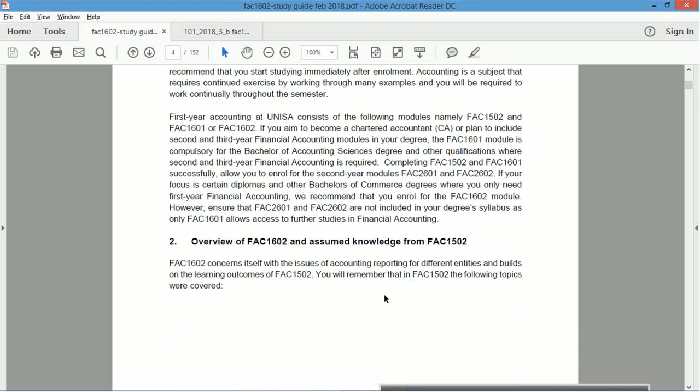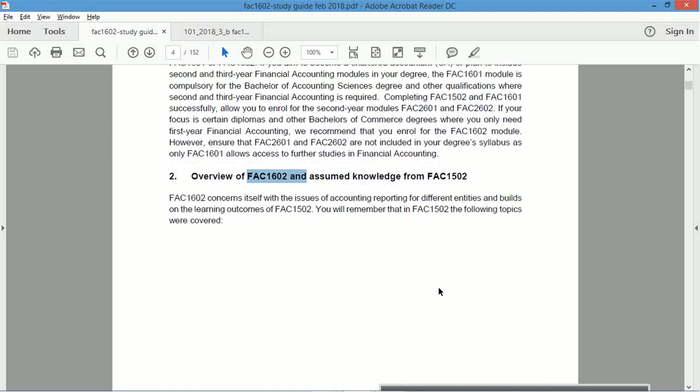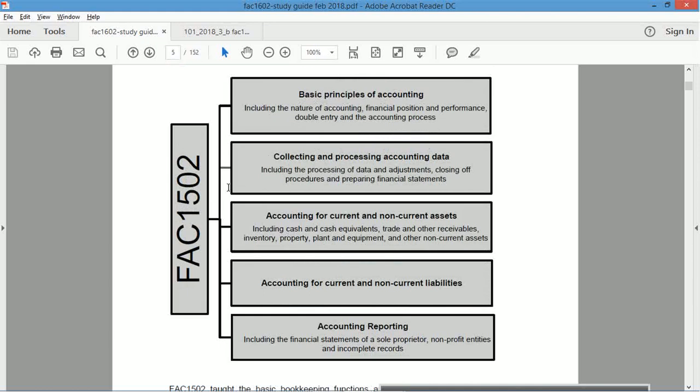Alright, so the first bit is the overview. I'm not going to spend too much time on this, just the most important bits and pieces. Here you can see they've told you up front that this module 1602 requires 1502. We know that. The same applied for 1601. It doesn't matter what module you're doing. We're doing this one, which is better because there's less tested in 1602 compared to 1601. This is just an overview of what you've covered already.